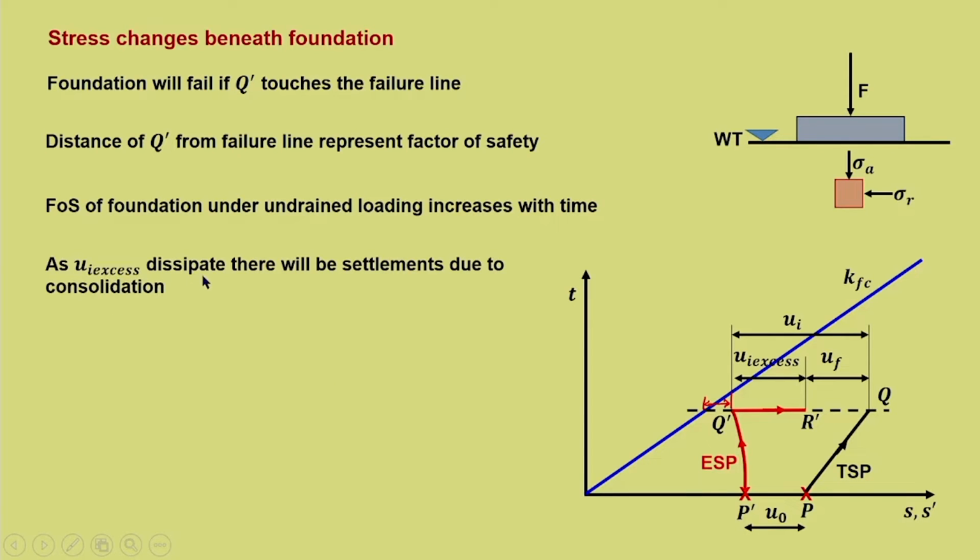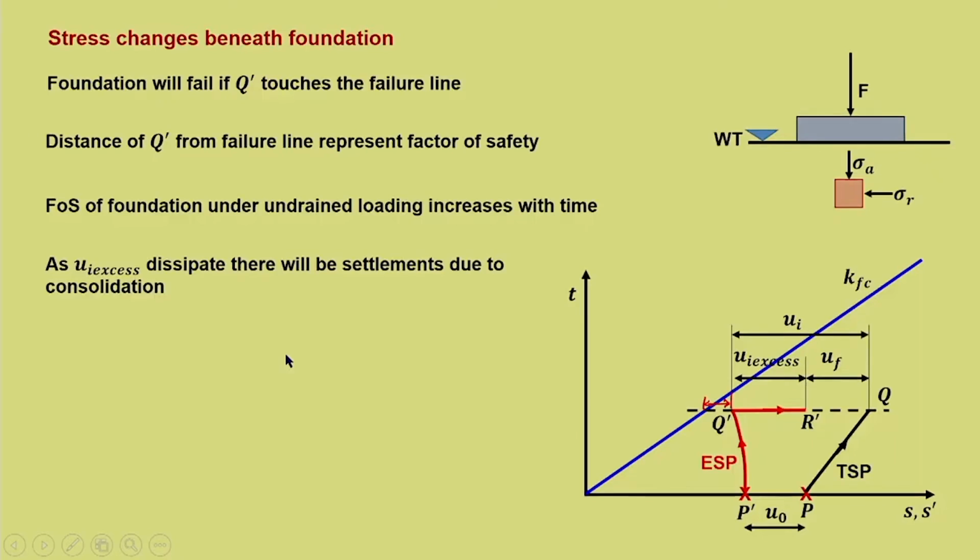As UI excess dissipates, there will be settlements due to consolidation. Now, it is moving away. Why? Because it is progressively densifying and the strength is getting enhanced. So, that is the reason why it is moving away. But what is the cost we have to pay? The cost is the excessive consolidation, because this densification happens because of the excess water pressure dissipation and the void ratio getting reduced. Void ratio getting reduced means settlement is more.